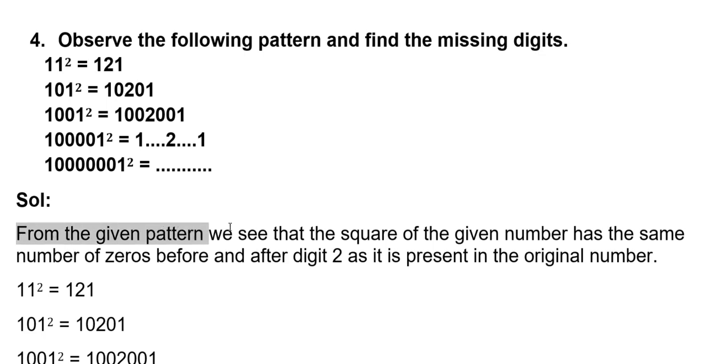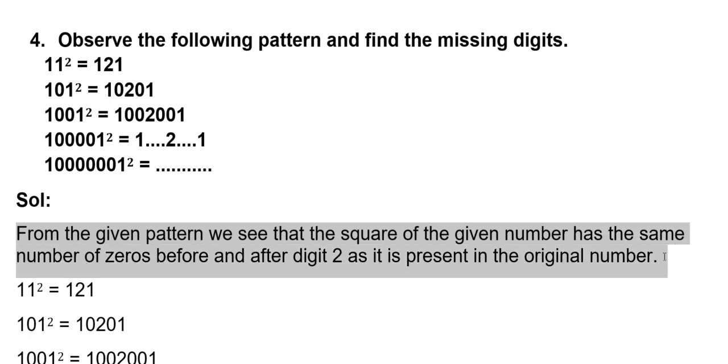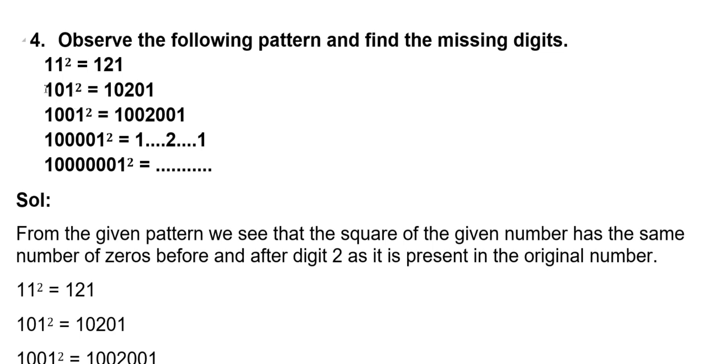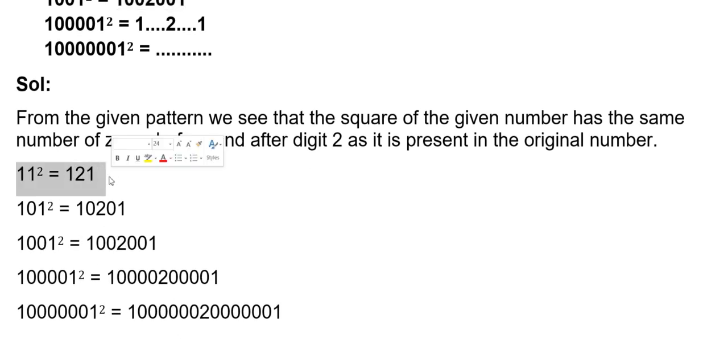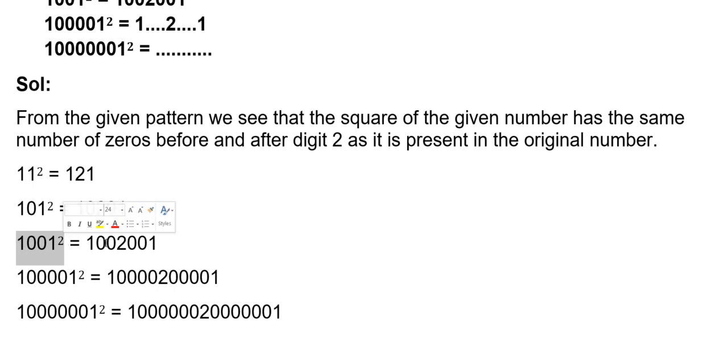Solution. From the given pattern, we see that the square of the given number has the same number of zeros before and after digit 2, as is present in the original number. Here, 101 square is equal to 10201, where 2 is the middle number. 1001 square is equal to 1002001. Same pattern. 11 square is equal to 121, 101 square is equal to 10,201, and 1001 square is equal to 1002001.